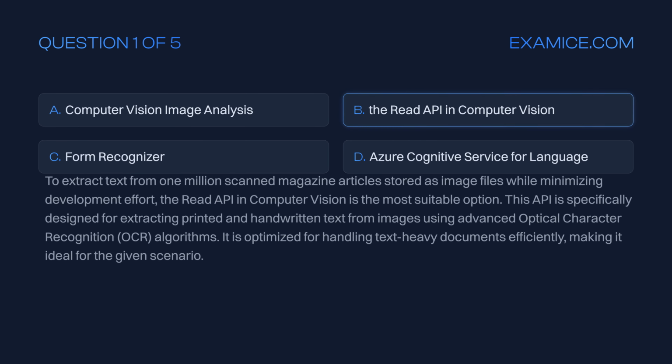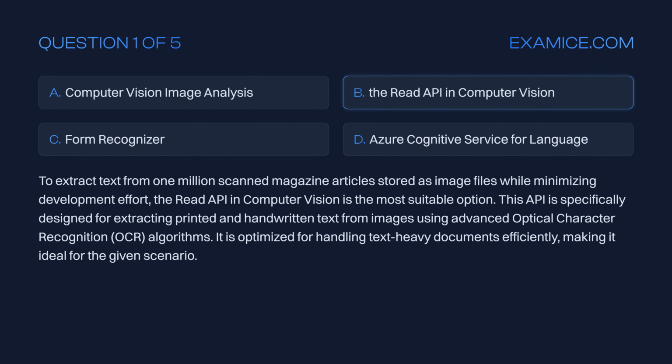The answer is option B. To extract text from 1 million scanned magazine articles stored as image files while minimizing development effort, the Read API in computer vision is the most suitable option. This API is specifically designed for extracting printed and handwritten text from images using advanced optical character recognition algorithms. It is optimized for handling text-heavy documents efficiently, making it ideal for the given scenario.